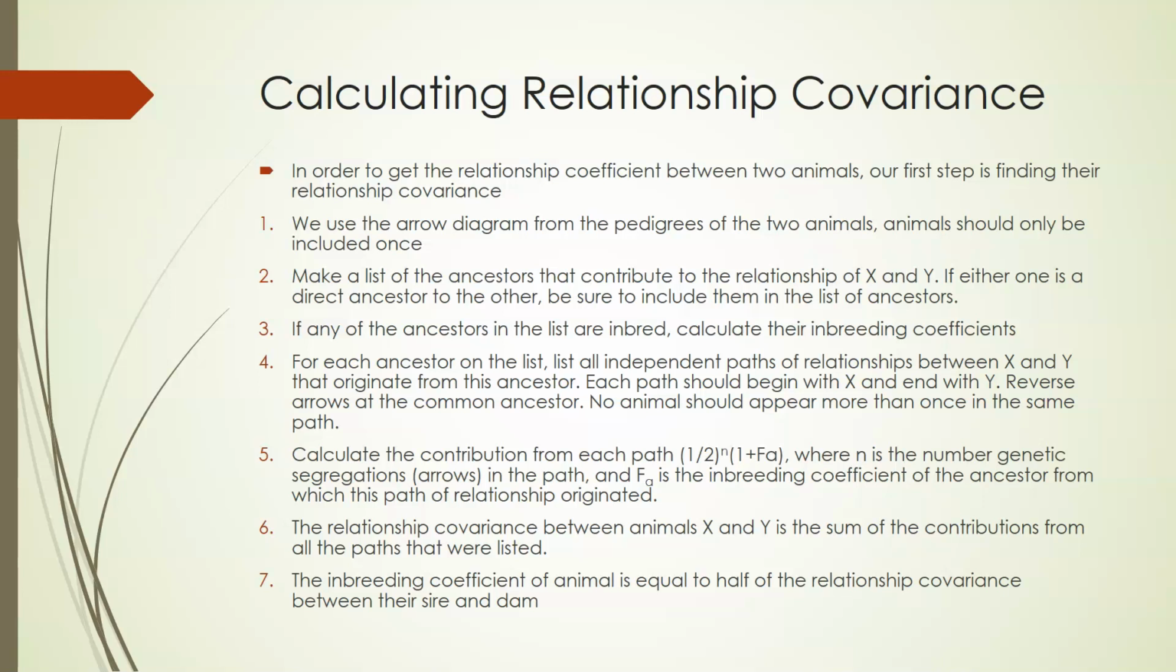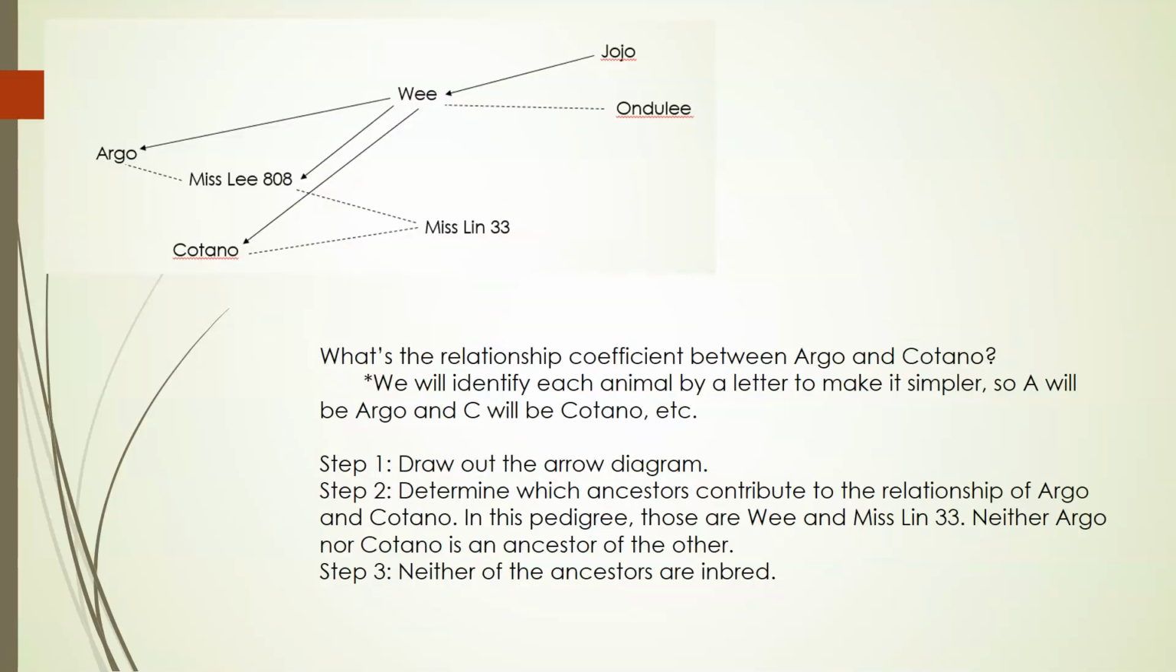I'm going to go to the next slide so you can actually see what I'm talking about. Here is our arrow diagram for those same animals we talked about before. What's the relationship coefficient between Argo and Catano? First of all, we use letters whenever we're calculating these. When I did these problems, I would pick a letter at the beginning. So Argo is A, Catano is C, Miss Lee you might give an M, Miss Lynn 33 an L, Wee a W, Jojo a J, Andule an O. Pretty simple, but it's way simpler to use the letters.